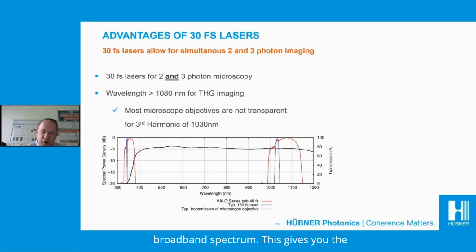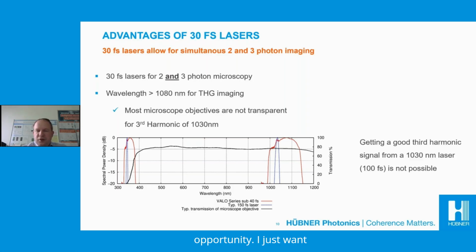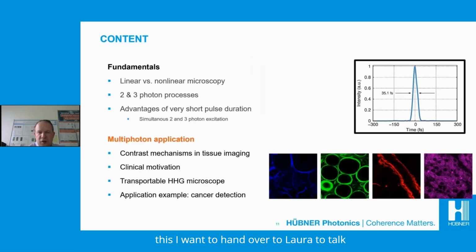And this gives you the opportunity to do also 3 photon imaging with, let's say, a laser at 1100 nanometers, which at the same time you can use for 2 photon imaging. And due to the very broadband spectrum, this gives you the opportunity. I just want to mention, if you just use a 100 femtosecond pulse, it's simply not possible to do 3 photon microscopy at 1100 or 1030 nanometers, which is a common wavelength for femtosecond lasers. And with this, I want to hand over to Laura to talk about the applications where you can directly see how it works to do 2 and 3 photon imaging at the same time.